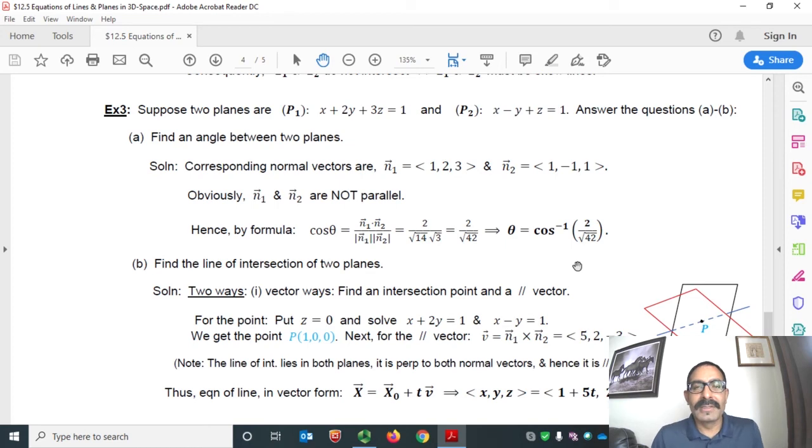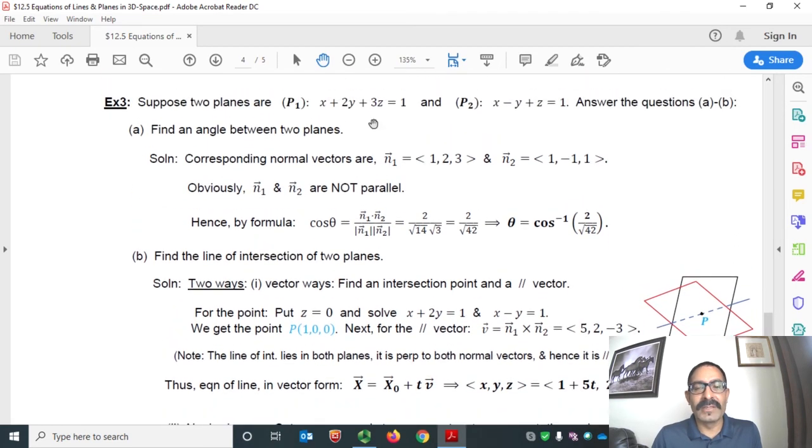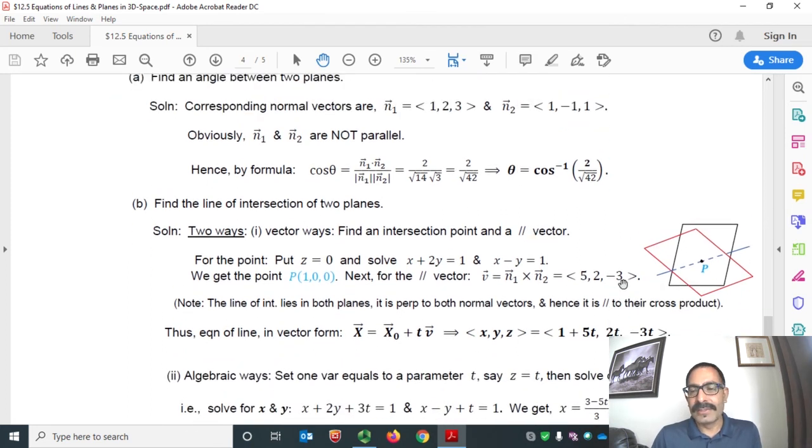Now in part B, find the line of intersection of two planes. So let's find the intersection of the two planes. One plane is this plane, another plane is this plane. They intersect in this line, and an intersection point is P. So to find the equation of the line, we do need two pieces of information. One is a point, so let's find the intersecting point, and a vector.